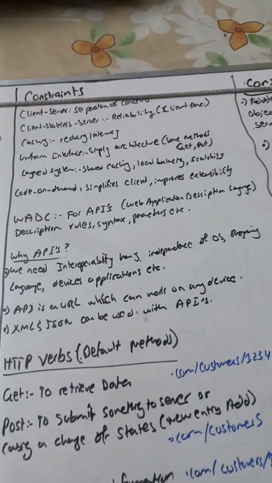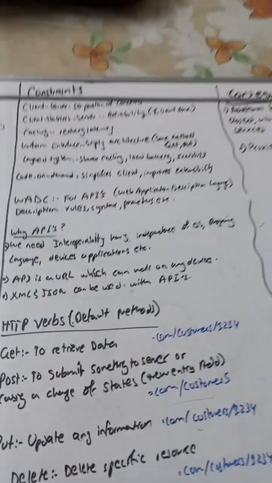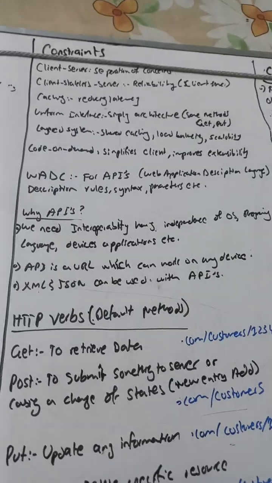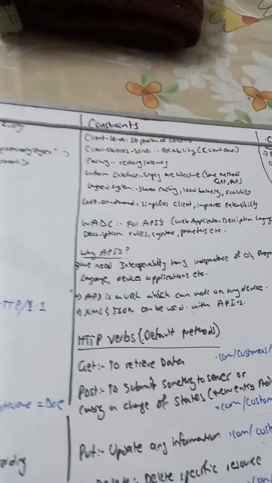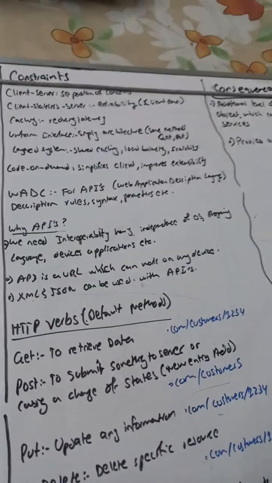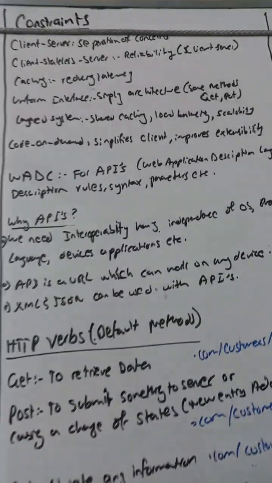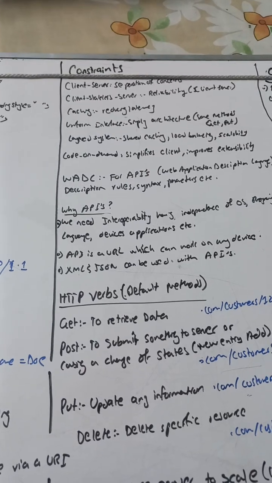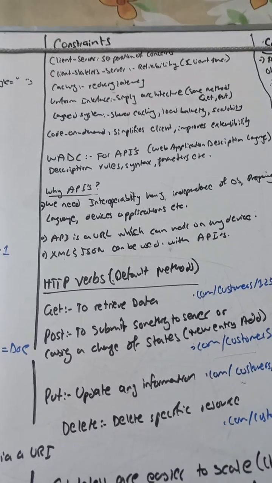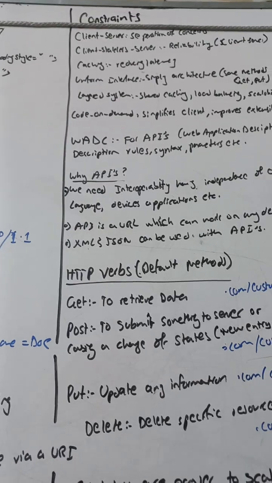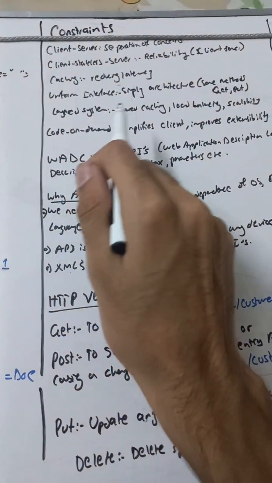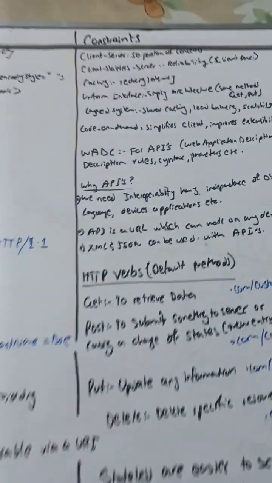So the constraints are that for REST API, we want a client-server separation of concern. Second, we want stateless. We want to have caching for reducing latency. Stateless basically reliability के लिए है. Uniform interface, which was this part, which is the methods for simplifying the architecture. We have a layered system for like shared caching and improving extensibility. And then we have code on demand, which is basically simplifying client and improving extensibility. Sorry, the layered system was for shared caching, load balancing, and scalability.